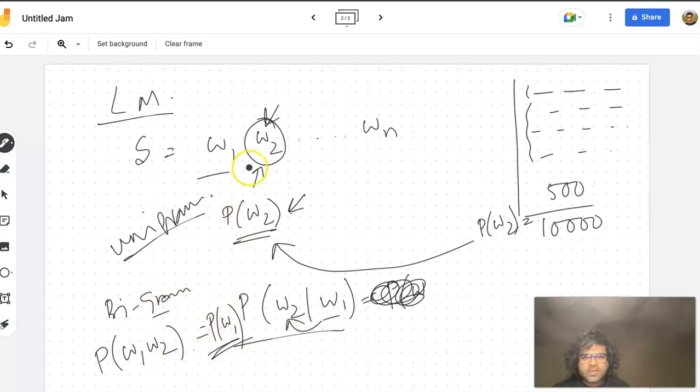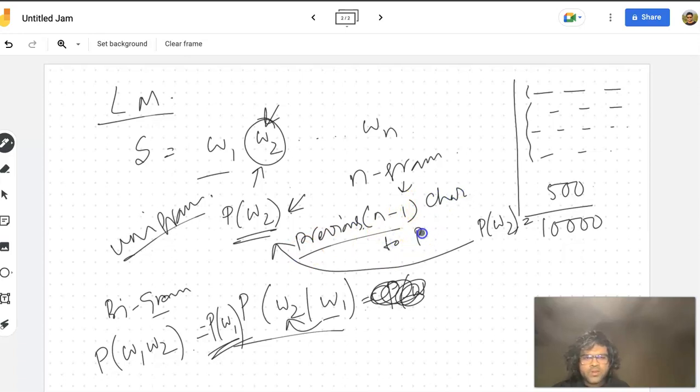So we are looking at just the one previous word before this. For a trigram, we just need to look at the last two words. Basically, for an n-gram, we look at the previous n minus 1 words to predict the nth word. So this is the simple concept.